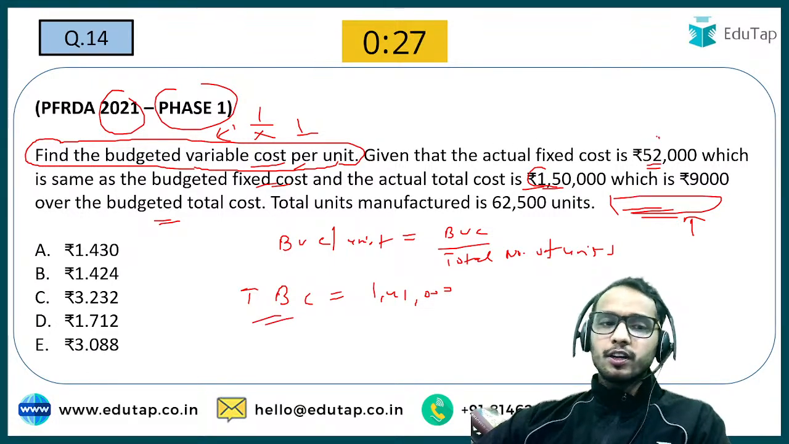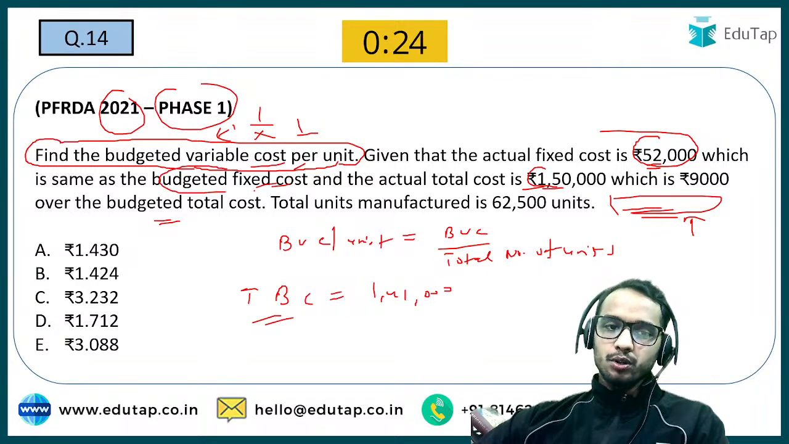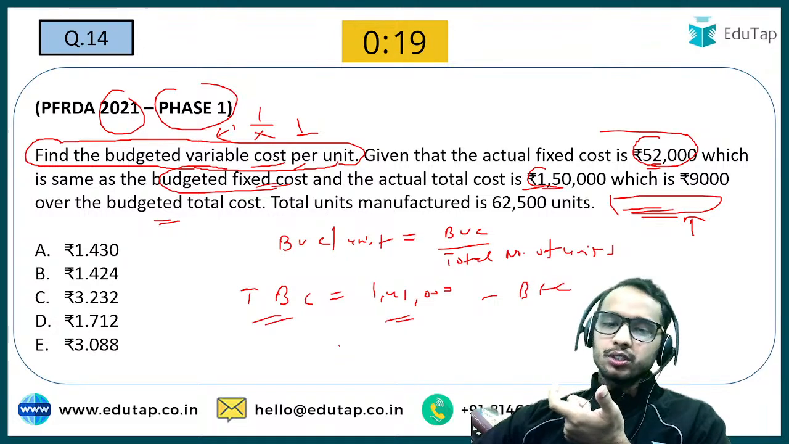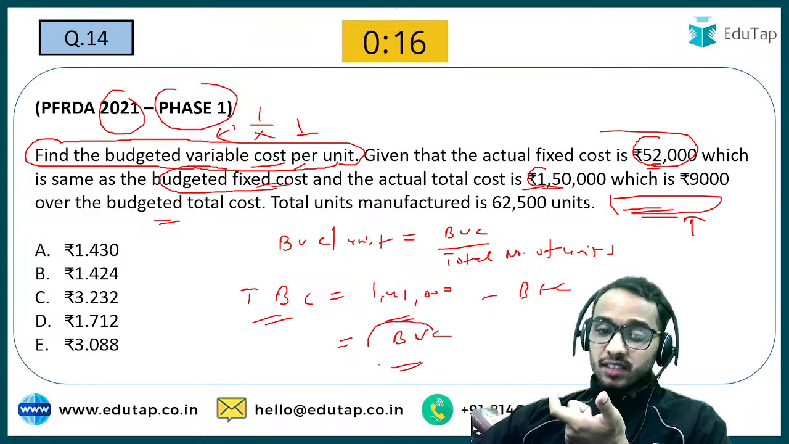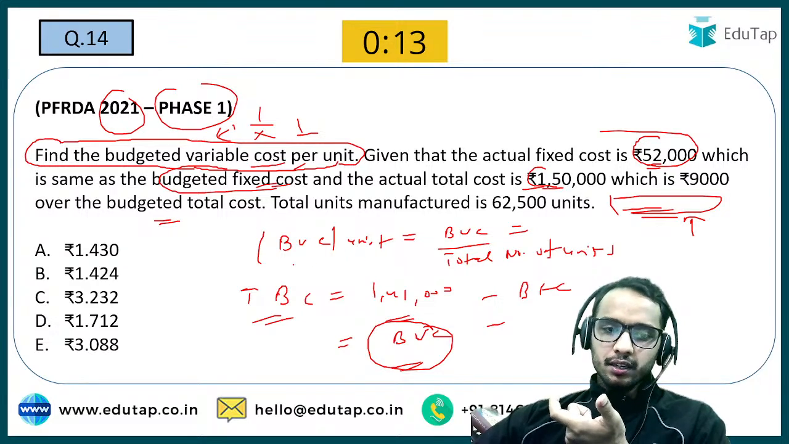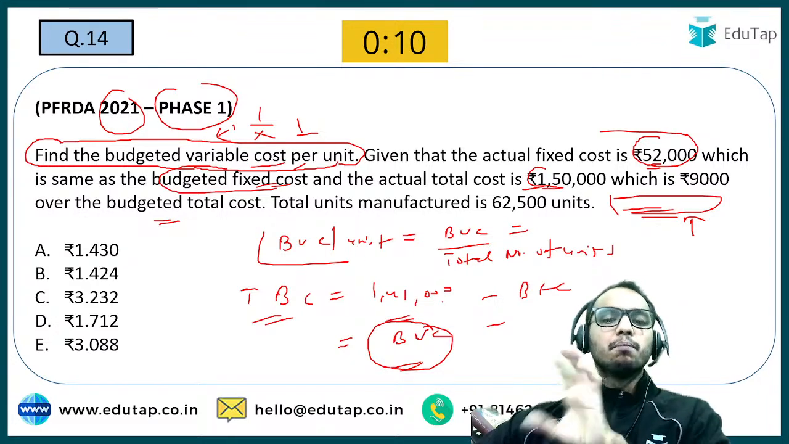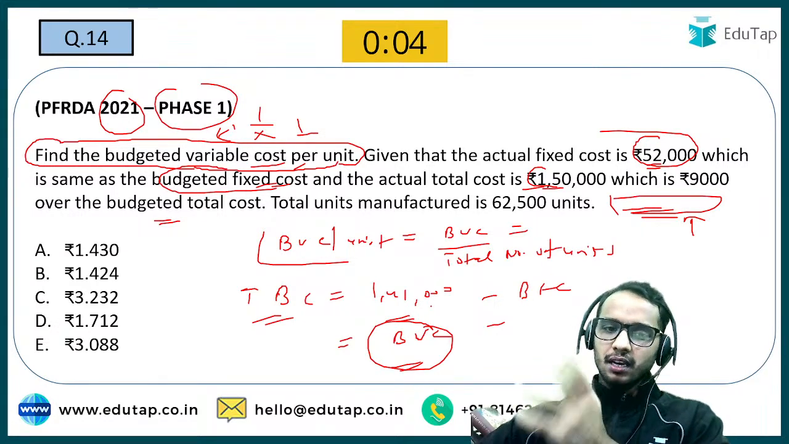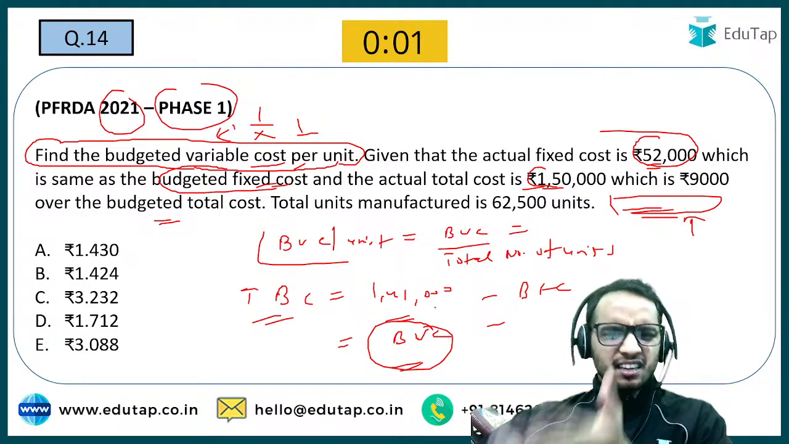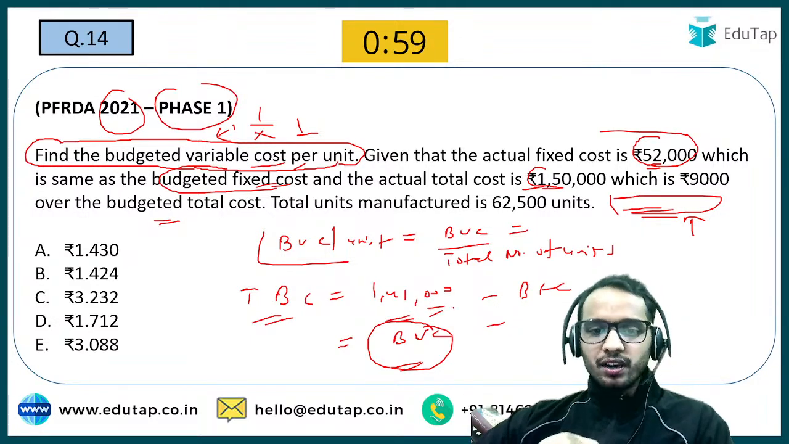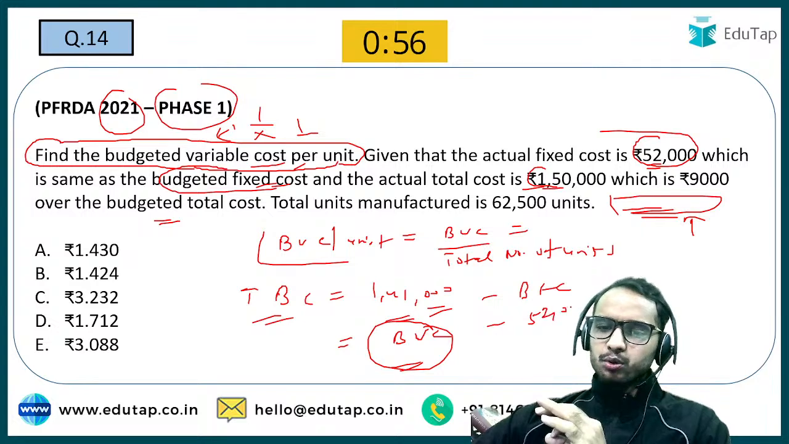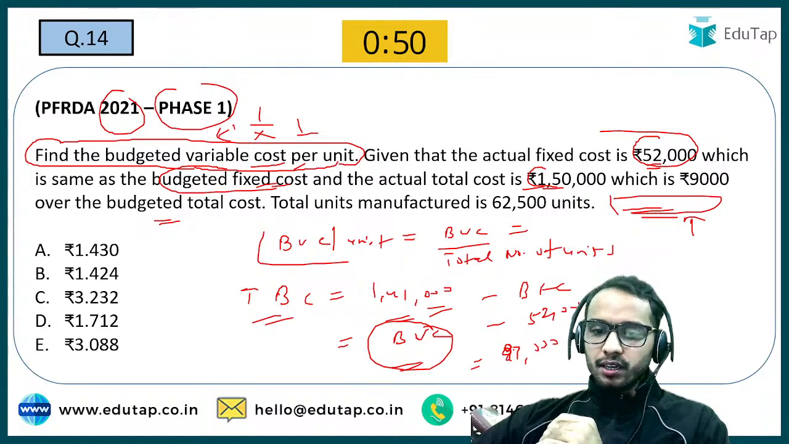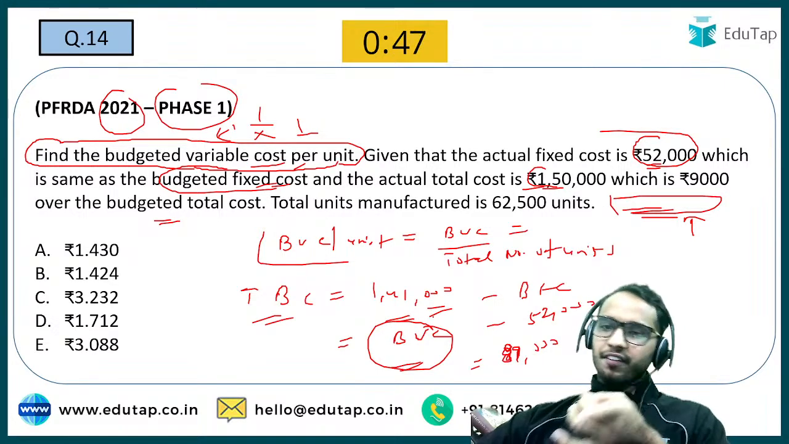Now fixed cost is also given to you, 52,000, which is equal to budgeted fixed cost. So from the total budgeted cost, when you minus your budgeted fixed cost, what will you have? Budgeted variable cost. And this is what you have to find out. So 1,41,000 minus 52,000 will be how much? 89,000. You can do it mentally as well.